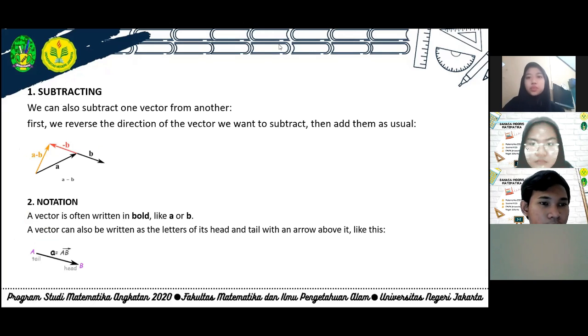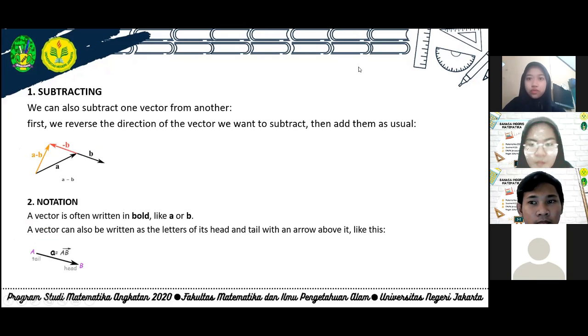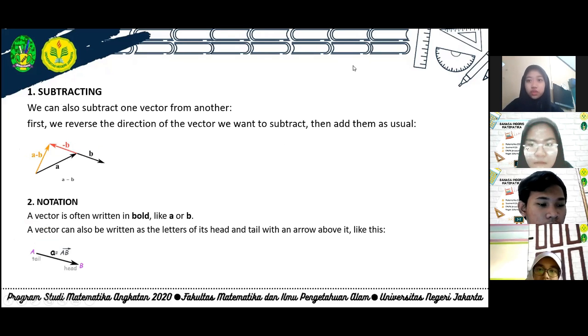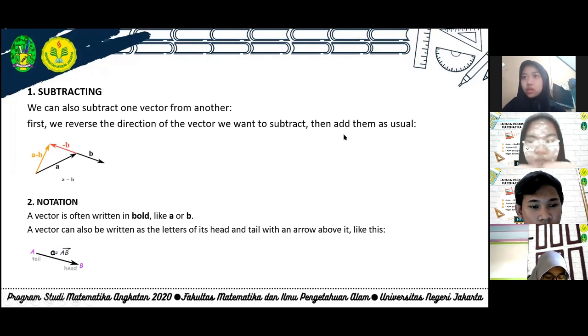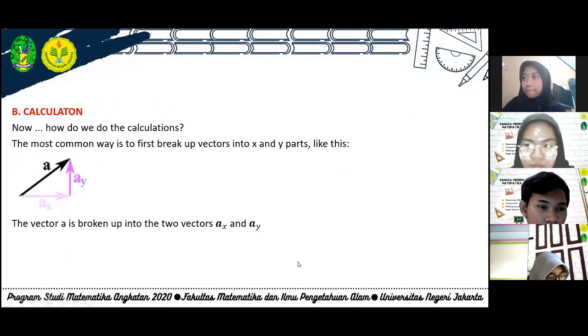Second one is subtracting. We can also subtract one vector from another. First, we reverse the direction of the vector we want to subtract, then add them as usual. Two is notation. A vector is often written in bold, like A in bold or B in bold. A vector can also be written as the letters of its head and tail with an arrow above it, like this.